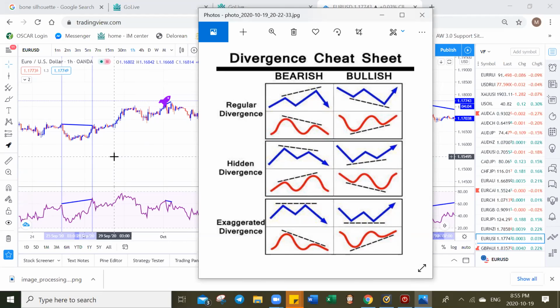Okay, cool. Leon said regular and hidden are basically, yeah, okay. So with divergence, you have the price going one way, you have the indicator going the opposite way. So that's one part where they're doing the opposite side. Now, when we're comparing regular and hidden to each other, they're basically the opposite in that sense.